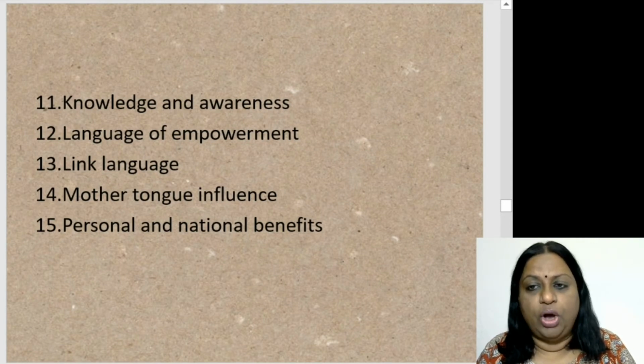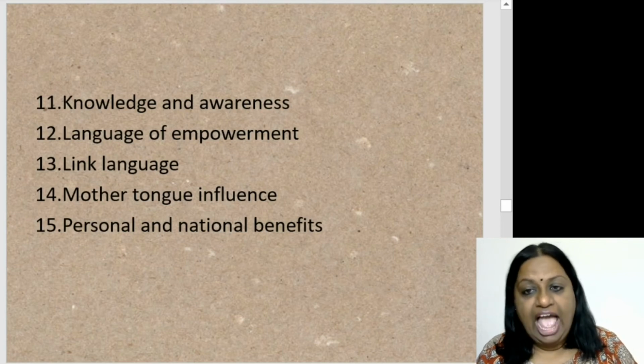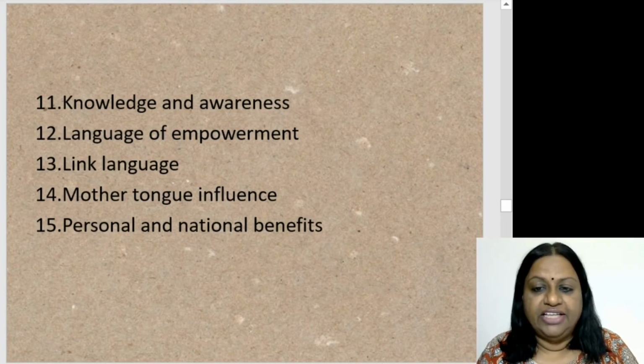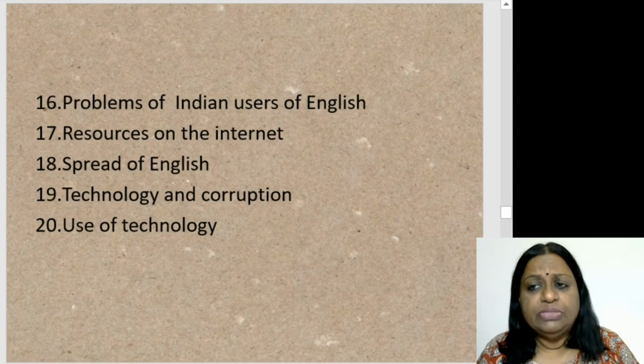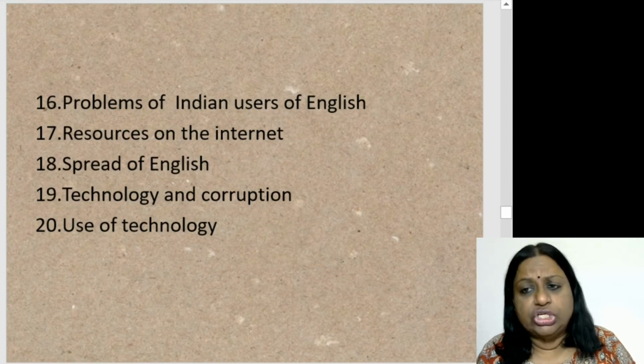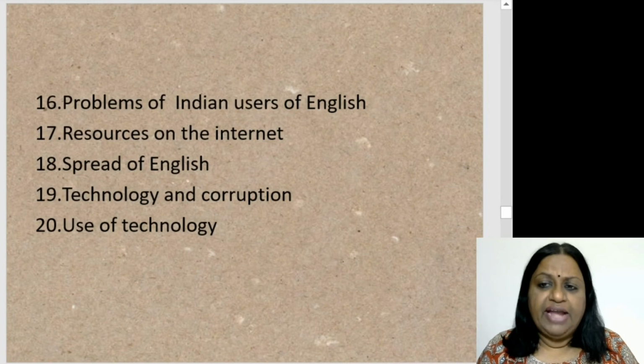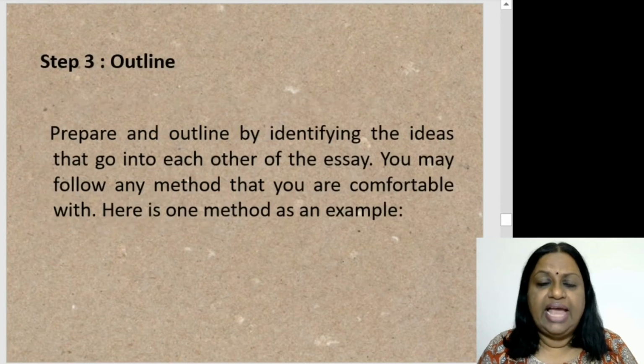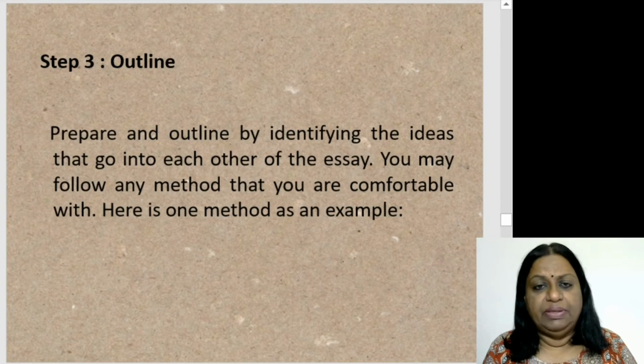So there are some more points here: knowledge and awareness level, language of empowerment, link language, mother tongue influence, personal and national benefits, problems of Indian users of English, resources on the internet, spread of English, technology and corruption, use of English. So do you see all the points that have come up? Almost 20 points have come up in the brainstorming and jotting down.